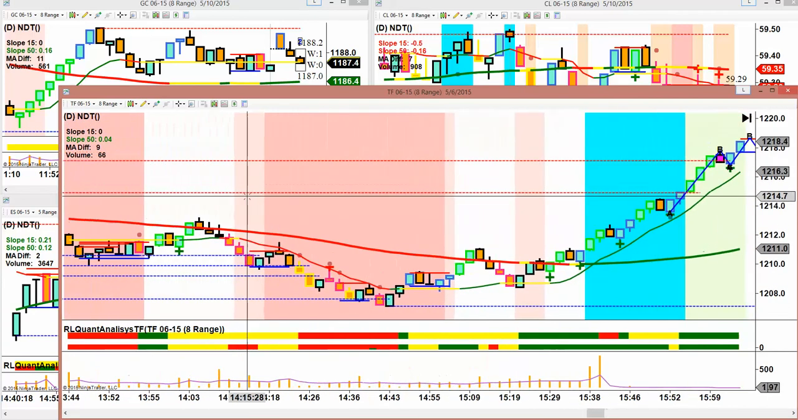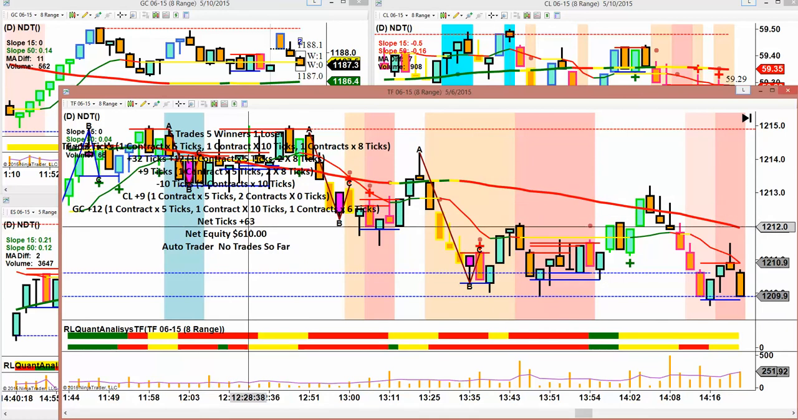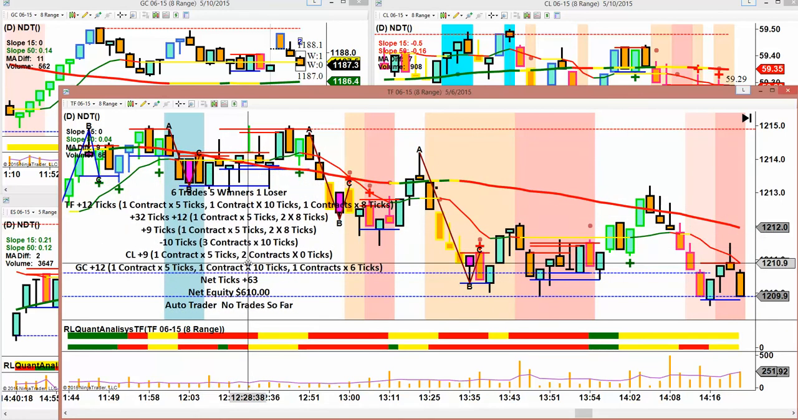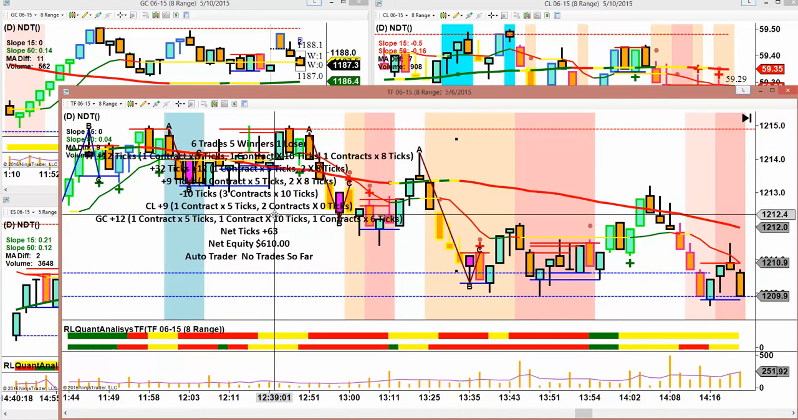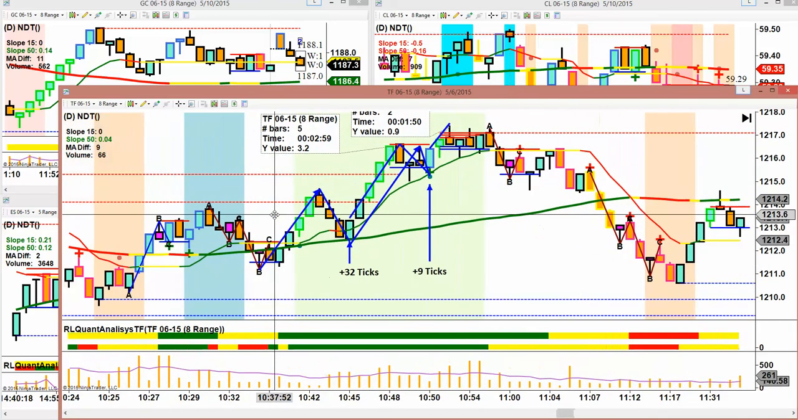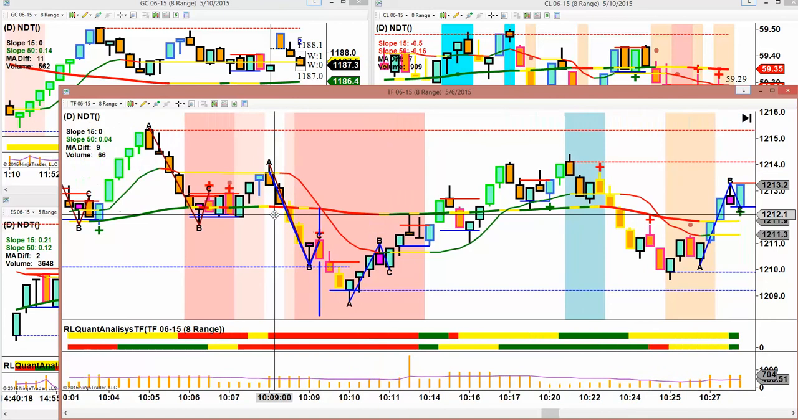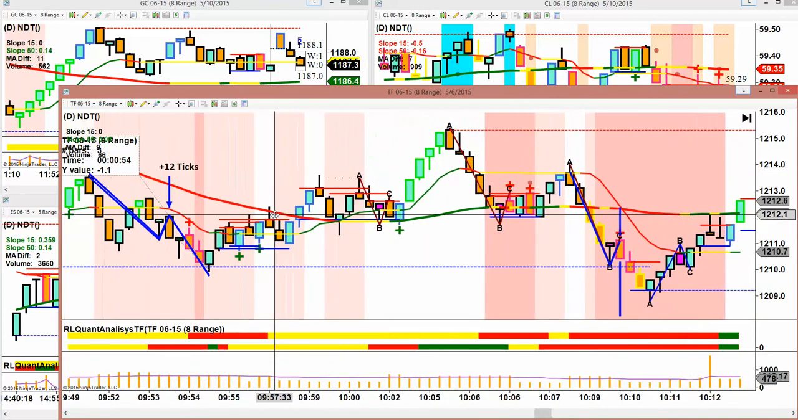at how well the Russell does. And remember, we made $610 this day. We had 5 winners and a loser. I have them marked on the chart, and you can see all the trades. And these are from the live trading room, the ones I took, the ones I missed, and my loser.